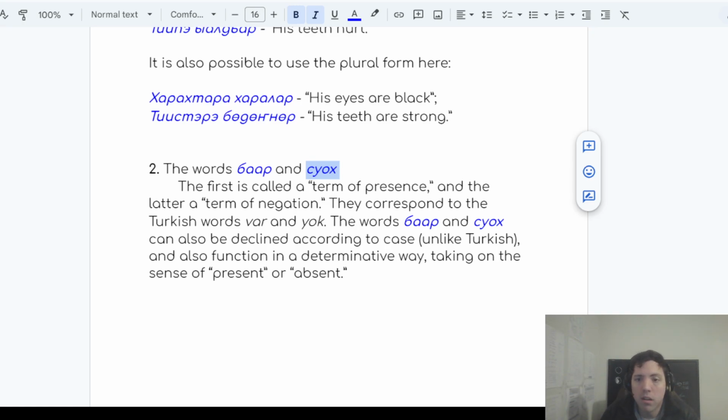If you do speak Turkish, the language of Turkey, which is very different from Sakha, then you may want to know that bar and such can be conjugated, which they say here, unlike in Turkish. And as far as I've seen in my studies of other languages, Kazakh and some other more closely related languages to Sakha also conjugate their versions of bar and such.